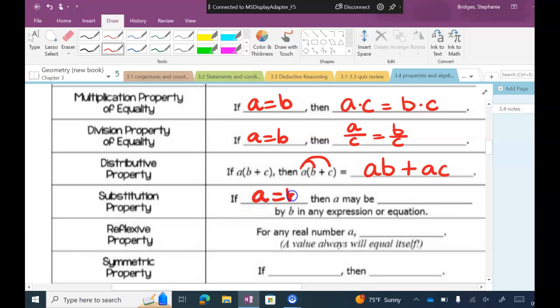Okay, if A equals B, then A may be replaced by B in any expression or equation. So as two things are equal, you can take one and replace the other with it.